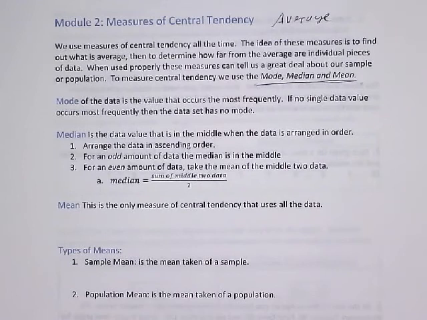So we have our 3 types of averages. We have our mode, our median, and our mean. The mode is a piece of data that occurs the most frequently. If no single data point occurs most frequently, then the data set has no mode. There could be more than one mode. You could have bimodal data, trimodal data. I tend to just stop after bimodal.